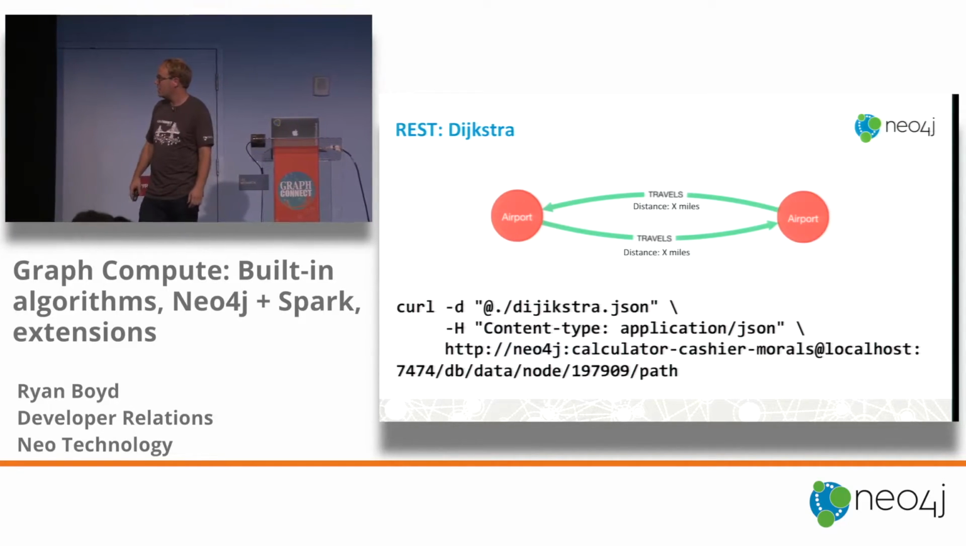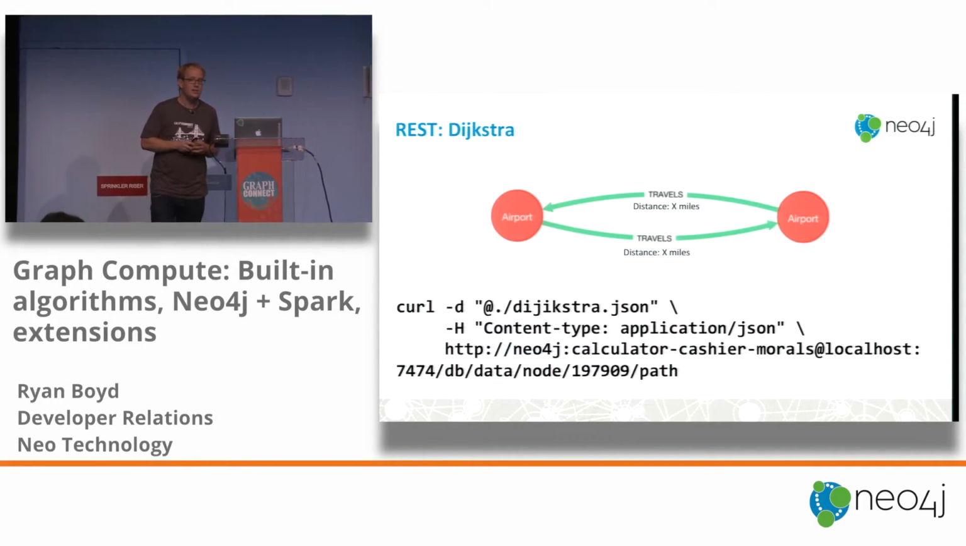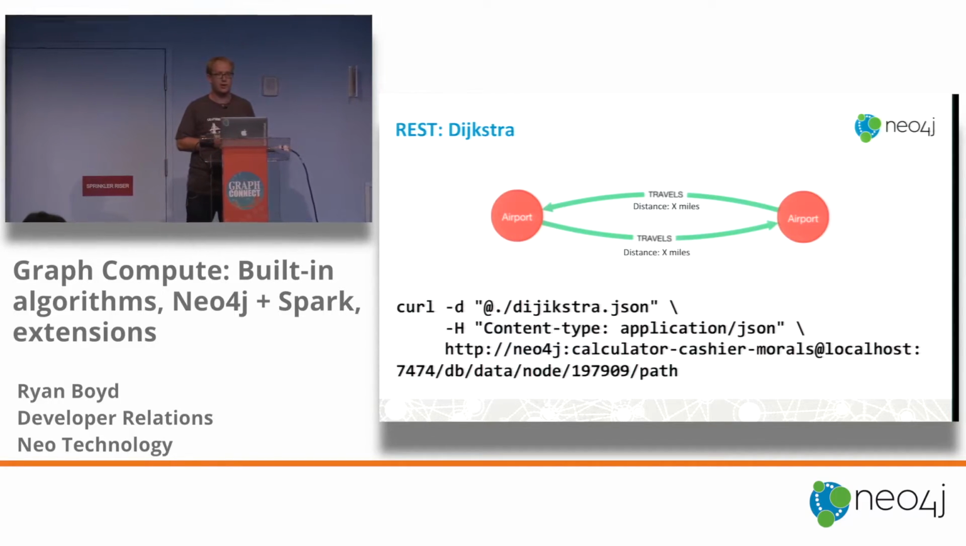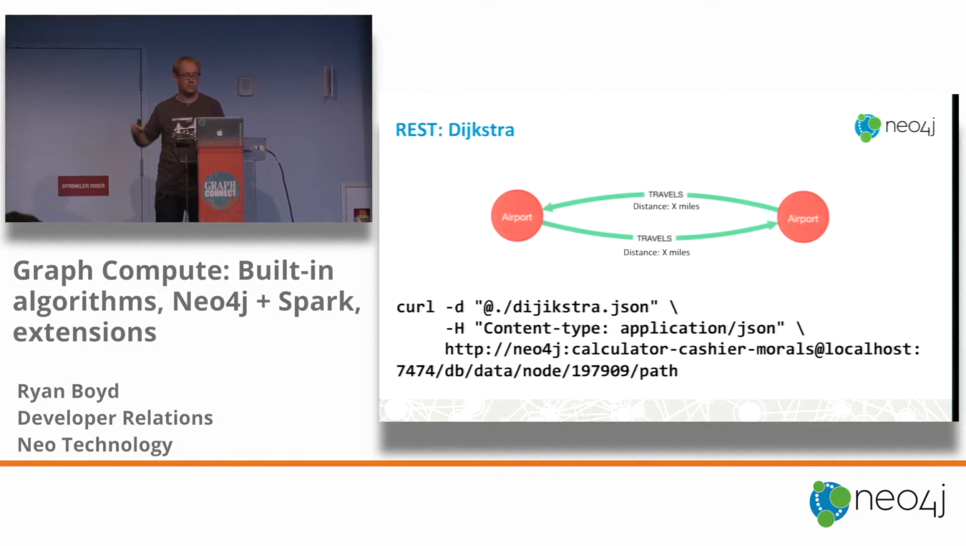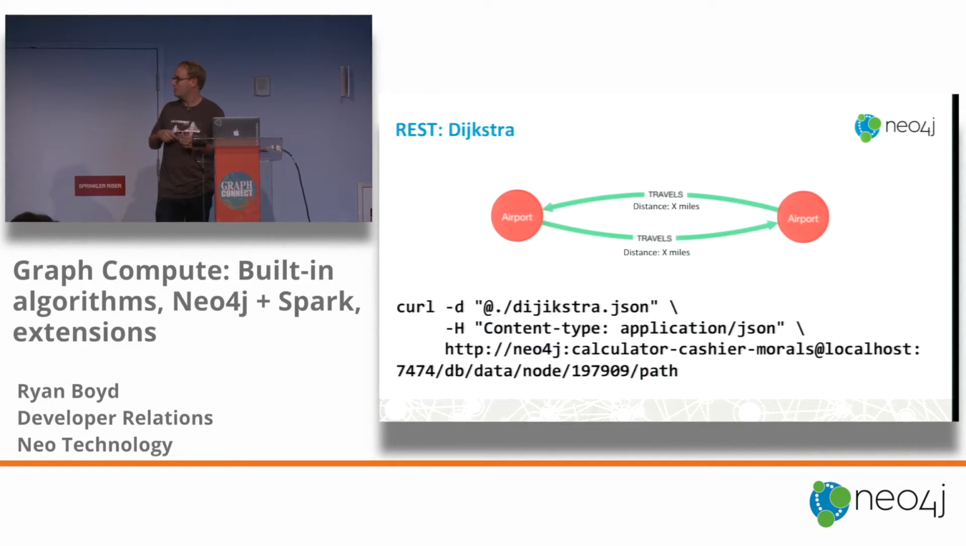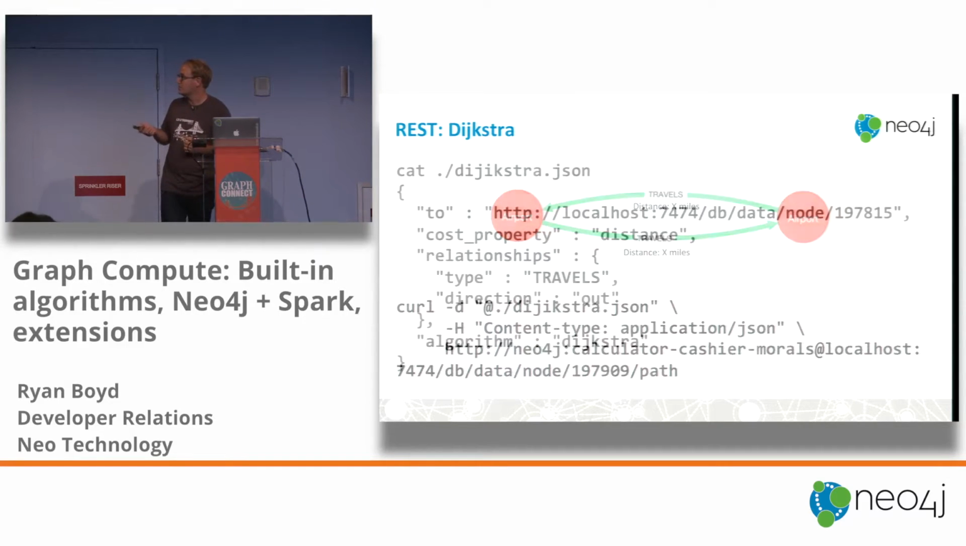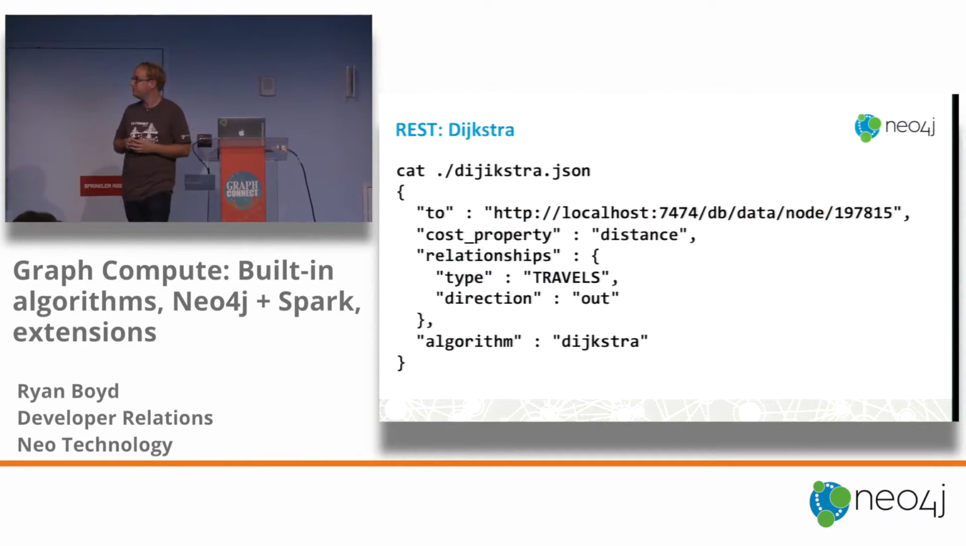You can see the URL that I'm calling contains 197.909 at the end there. That is the node that I am trying to come from, the shortest path from that node to the next node that I'm going to specify shortly. And then it's just basic HTTP stuff, our content type, username and password, and the machine. And then I'm specifying Dijkstra.json. And here's the contents of Dijkstra.json.